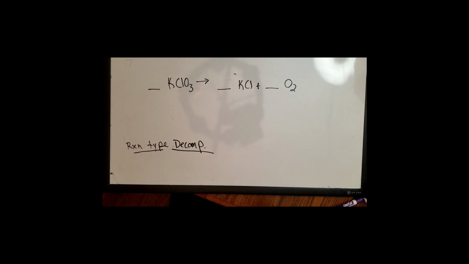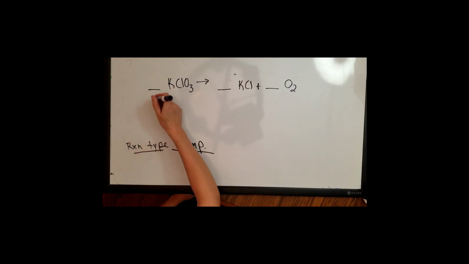Okay, so let's look now at balancing. So when we're balancing a chemical reaction, it's important that you have the same amount of atoms on both sides of the equation, because atoms cannot be created or destroyed. We need to make sure we're keeping track of it all, that it's the same amount.